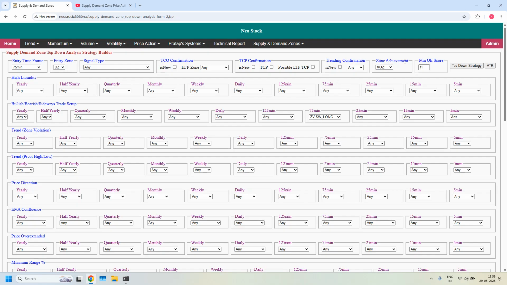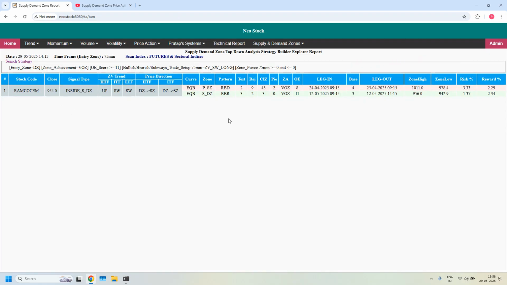Similarly, these parameters also, zone achievement, minimum odd and enhance score, those parameters also applied to 75 minutes demand zone. See, whichever the one you select here, to that parameter all the filters will be applied. Okay, now let's filter. We got only one stock.